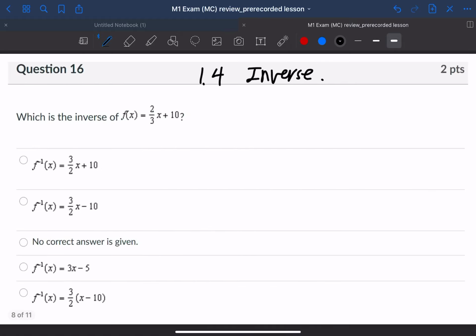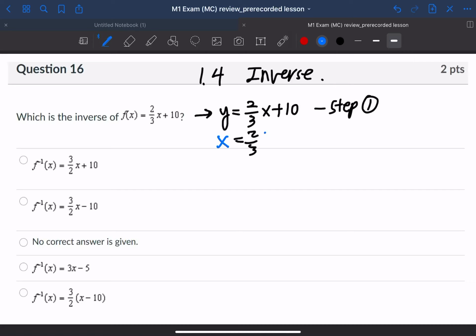And now inverse functions. 1.4 we did last Thursday and Friday. So step 1, you're rewriting f of x as y. And then copy everything down. This is step 1. What was step 2? Switch x and y. This becomes y plus 10. This is step 2. Step 3, you're solving for y, which means we are isolating y.